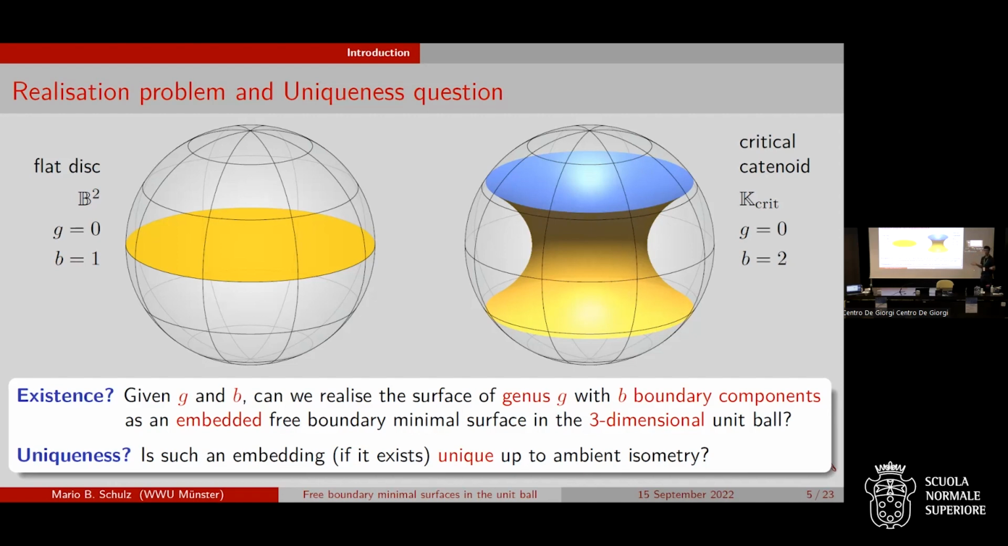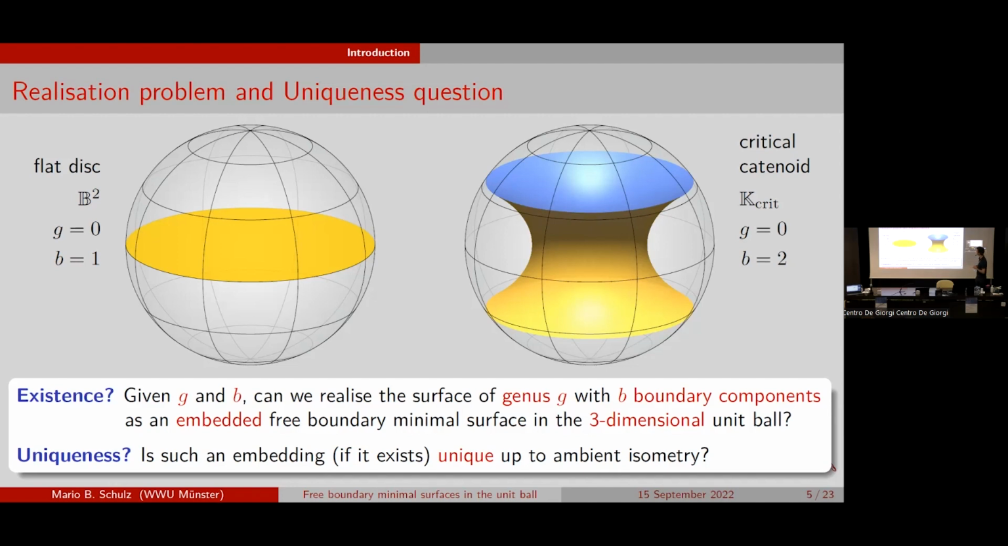And surprisingly, up until about 10 years ago, only 2 examples were known, like these 2. Yeah. So the flat disk has been known for a while, and also the critical catenoid has been known for many years. I mean, it goes back to Euler, if you want. But till about 10 years ago, no other examples were known.